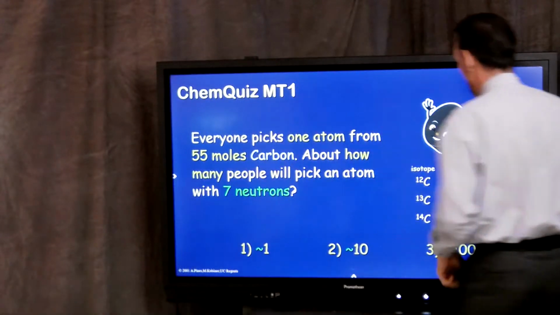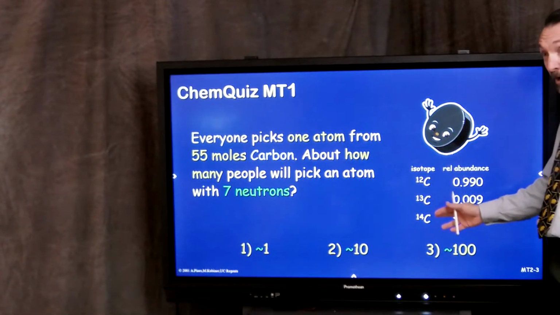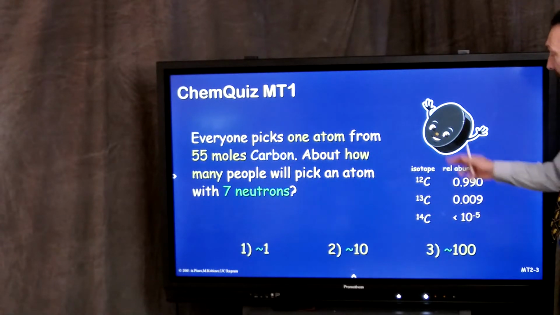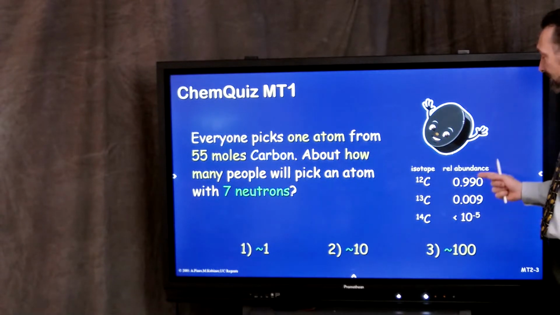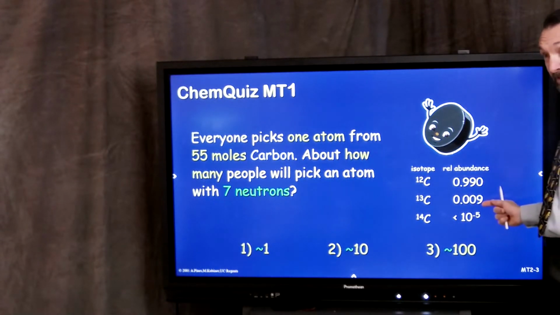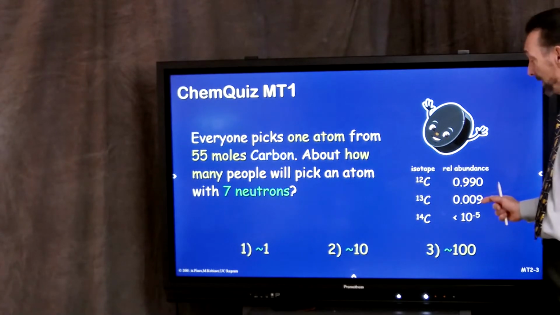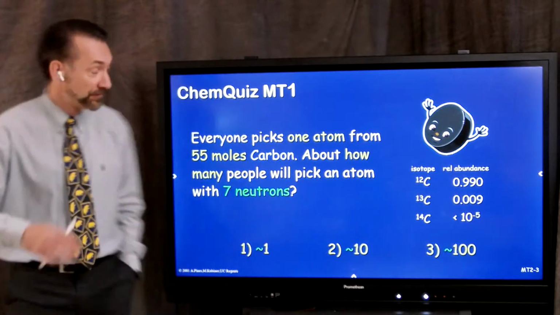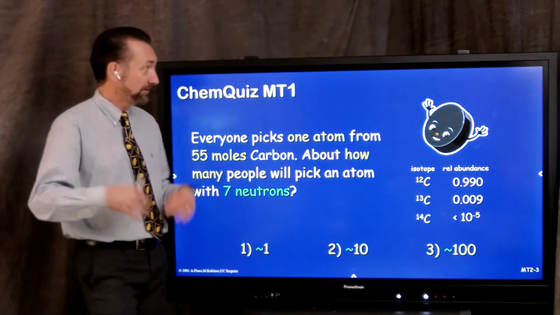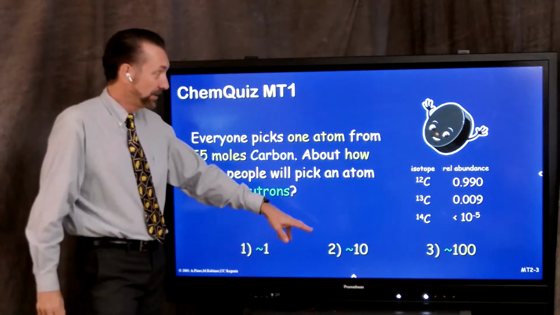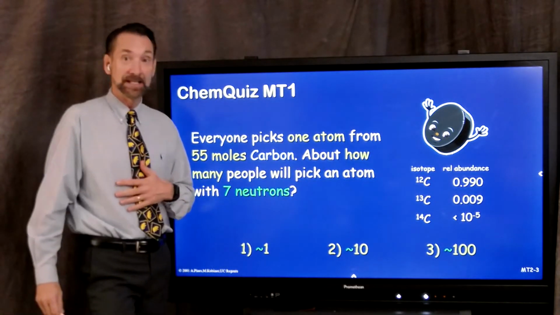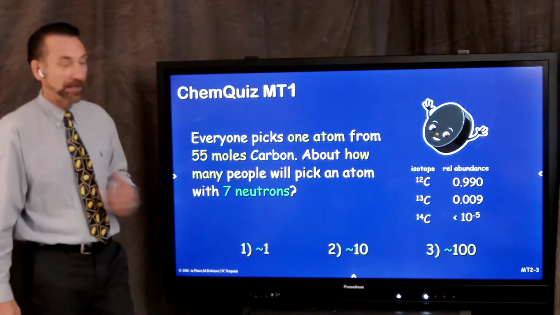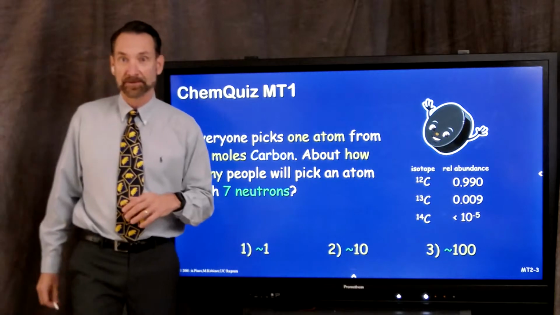The relative abundances of the various isotopes of carbon are here. So carbon 12, carbon 13, carbon 14, those are all carbon. They're all present in the sample because it's a naturally abundant sample. So there are these numbers of carbon isotopes. So let's talk about that amongst ourselves and decide which of these is the right number of people who will pick an atom with 7 neutrons.